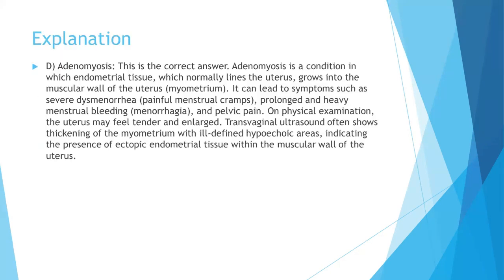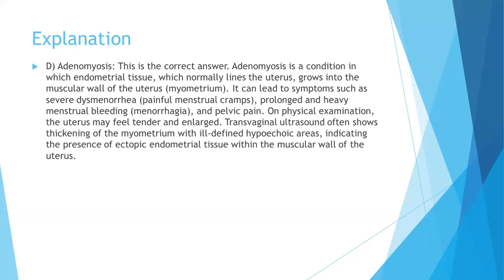So, adenomyosis is a condition in which endometrial tissue, which normally lines the uterus, grows into the muscular wall of the uterus, and it can lead to symptoms such as severe dysmenorrhea, prolonged and heavy menstrual bleeding, and pelvic pain. On physical examination, the uterus may feel tender and enlarged. Transvaginal ultrasound often shows thickening of the endometrium with ill-defined hypoechoic areas, indicating the presence of ectopic endometrial tissue within the muscular wall of the uterus.